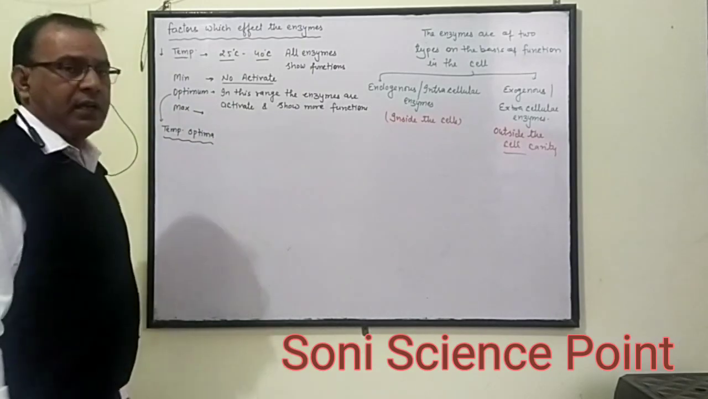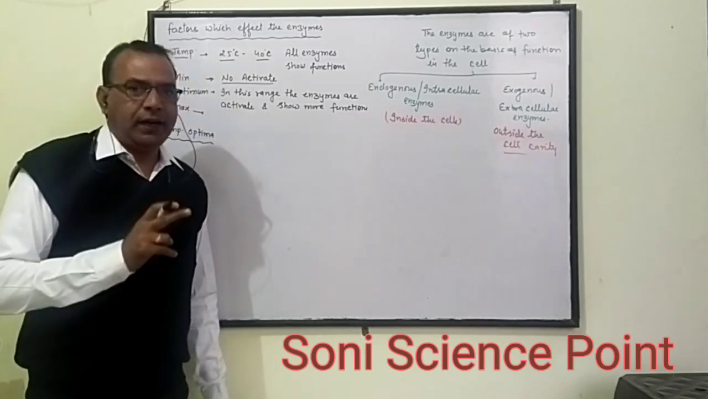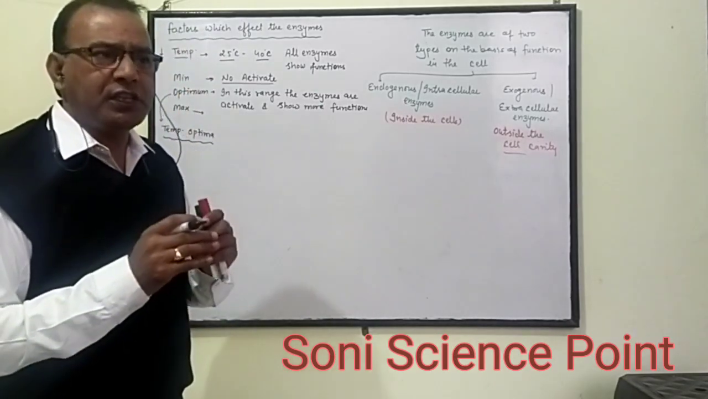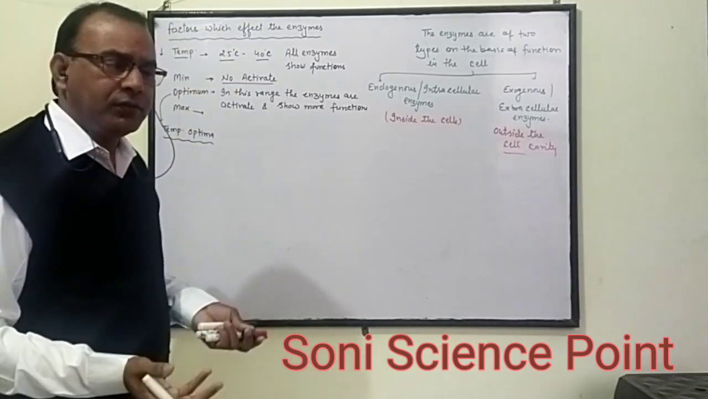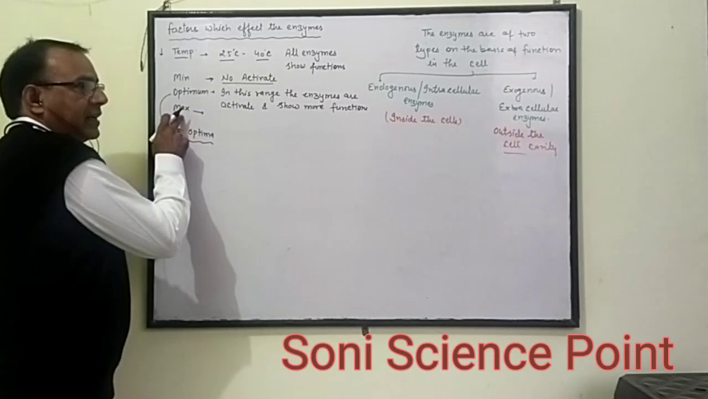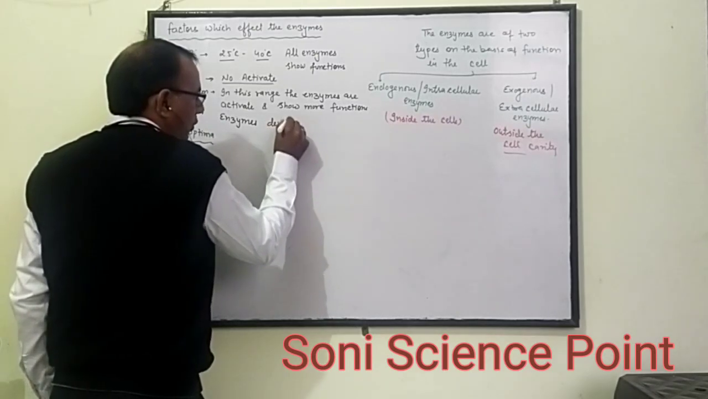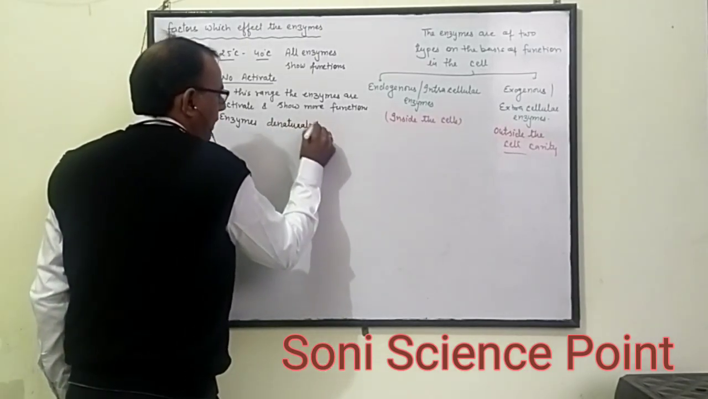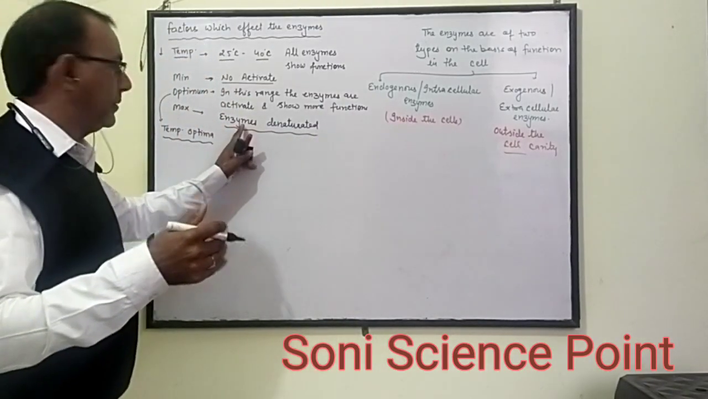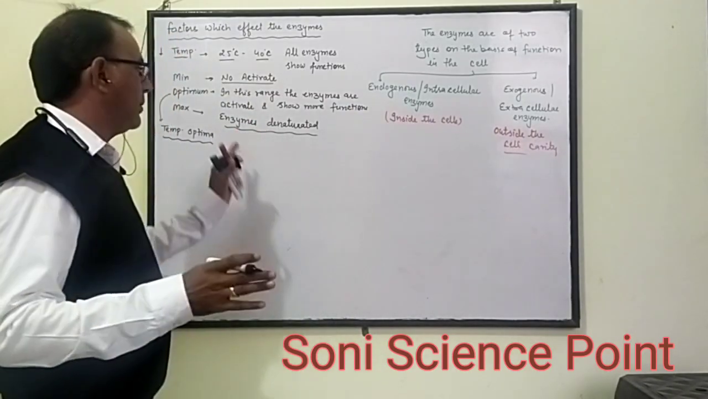Maximum temperature. If the temperature exceeds 40 degrees Celsius, we know that enzymes are made up of proteins, and at high temperature these proteins may break down their bonds, and if the proteins break down, then the enzymes will also be denatured. This is denaturation, the breakdown of bonds in the polypeptides. For example, in tertiary proteins, the hydrogen bonds may break down.